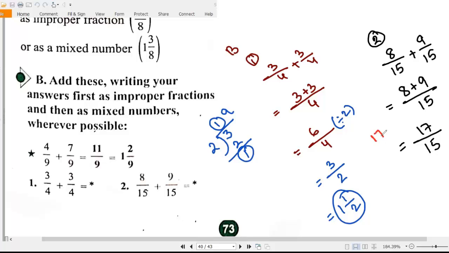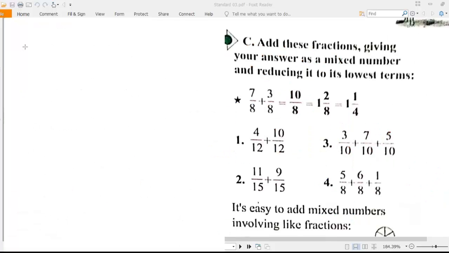How can you convert? 17 divided by 15. 15 ones are 15, remainder is 2. So our final answer should be 1 whole 2 by 15. Okay. And in this way, we can easily solve number B. Now number C. How can you solve number C? Number C says add these fractions giving your answer as a mixed number and reducing it to its lowest terms.